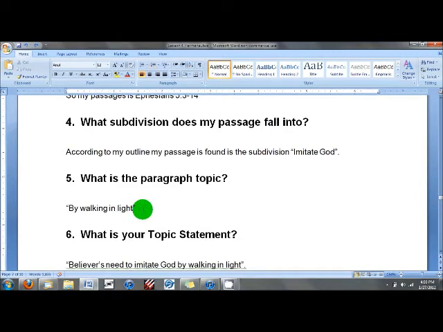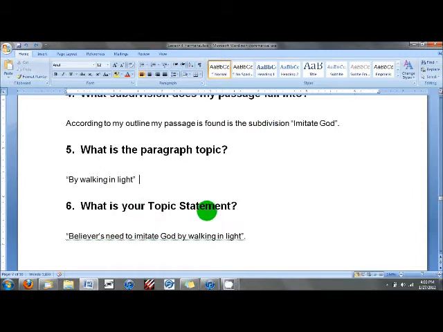So then the final step is number 6. What is your topic statement? So you take your subdivision and you take your paragraph topic and you make a sentence making a statement about the paragraph. So I said, believers need to imitate God by walking in light, because we're saying that the division is imitating God and you do it by walking in light. So I made it into a sentence saying believers need to imitate God by walking in light.